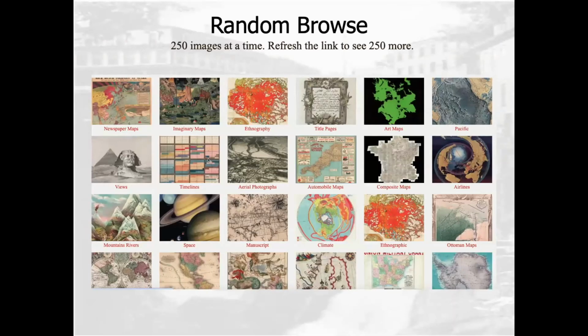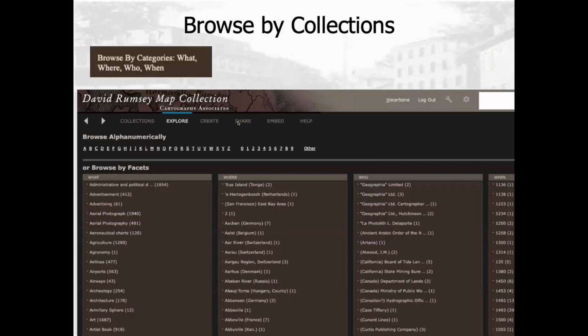We'll do a random browse so you can see how you can drill down by the area of map that you're looking at. They have newspaper maps, imaginary maps, space maps, so you can see it has the entire universe of maps. We'll look at searching by facets, which are the various topics of what, where, who, and when that you can then delimit by as you're doing your search. And again, we'll look at ownership, railroads, and statistical maps from this point of view.